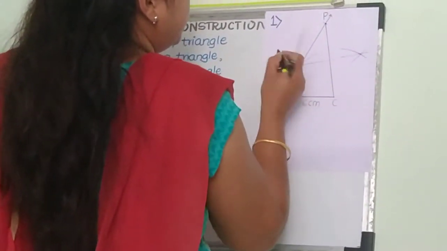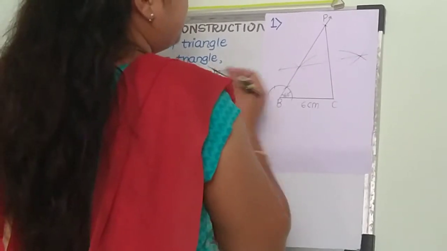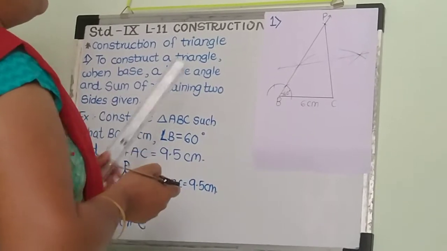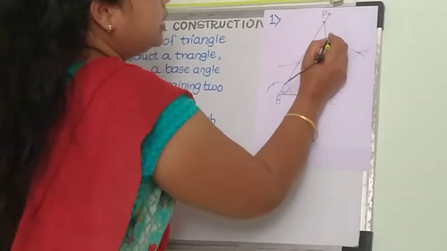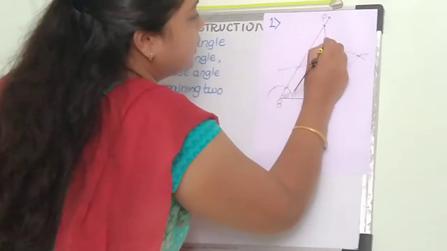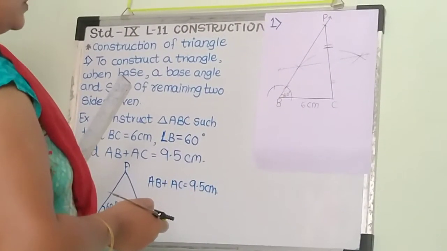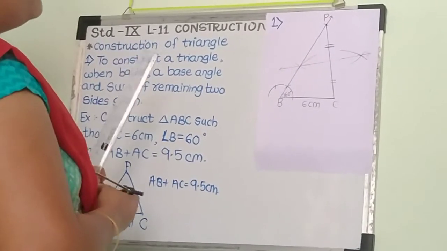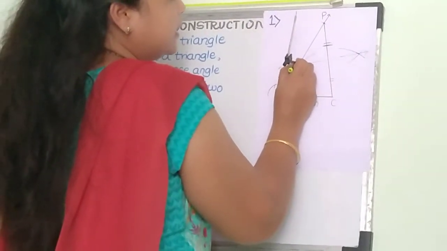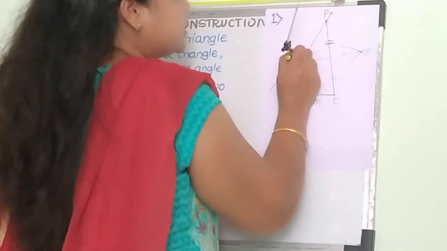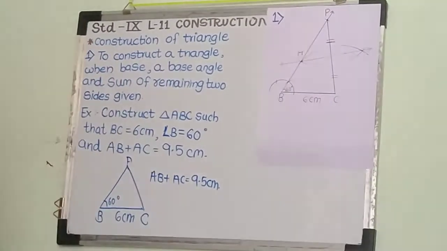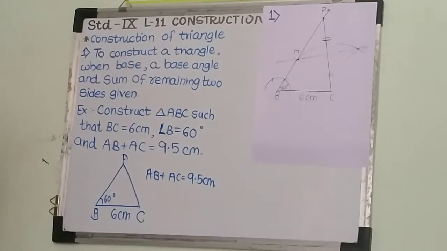So here we draw the line passing through this. Now we see this perpendicular line. It is the perpendicular bisector of PC. Now the intersection point where it meets BP is named A.